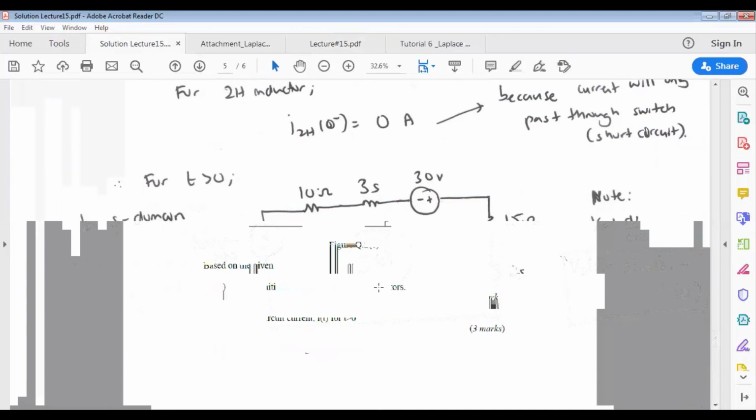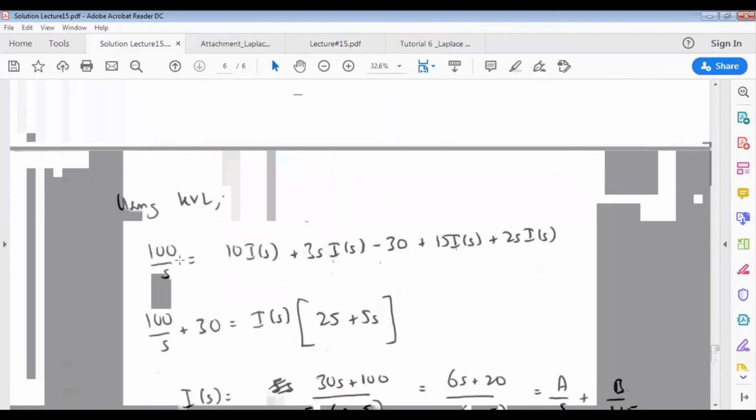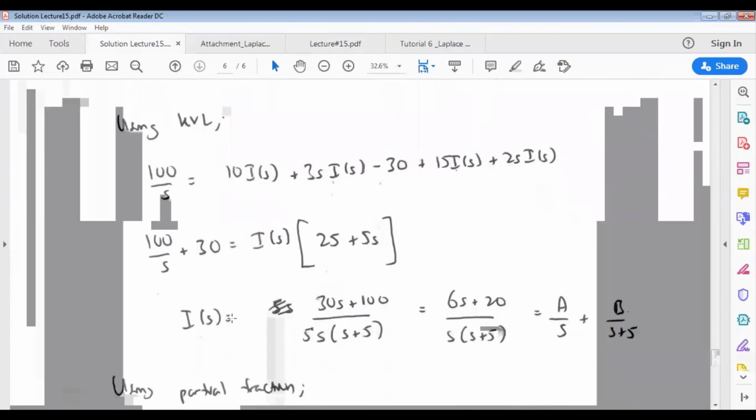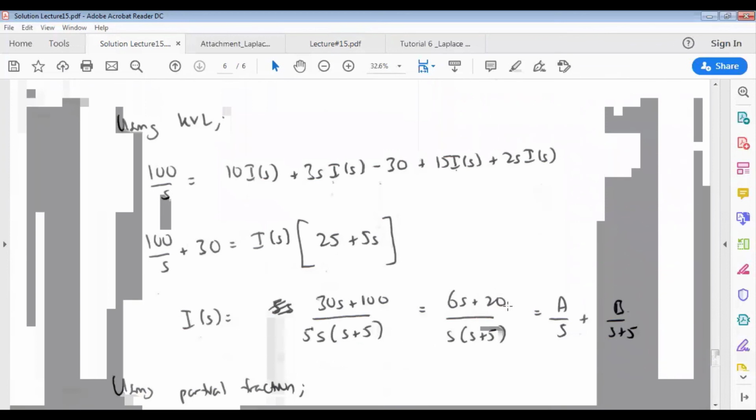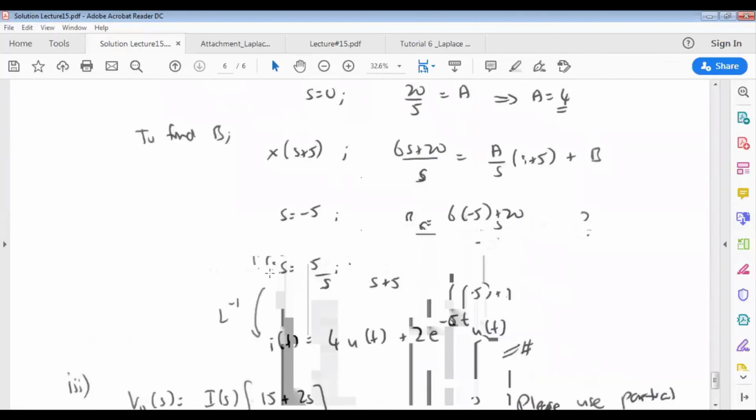Okay, so we can use the Kirchhoff voltage law to find the IS. In KVL, the equation can be written as 100 over S plus this. You can rewrite it to look like this, where IS will be 6S plus 20 over S times S plus 5. In the partial fraction, it is A over S plus B over S plus 5. So please work on your own to find A and B. It is shown here. So we finally have IS is 4 over S plus 2 over S plus 5.